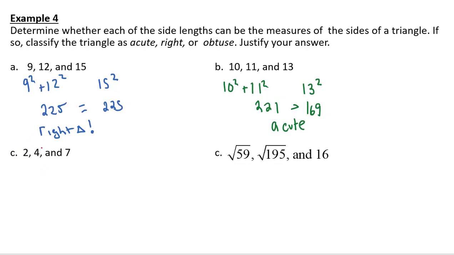Okay, 2 and 4 add up to be 6. 2 plus 4 equals 6. 6 is less than 7. No triangle.